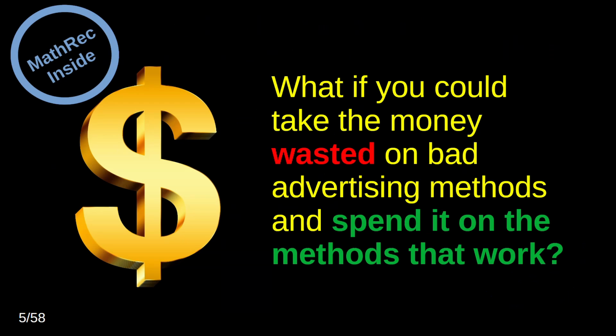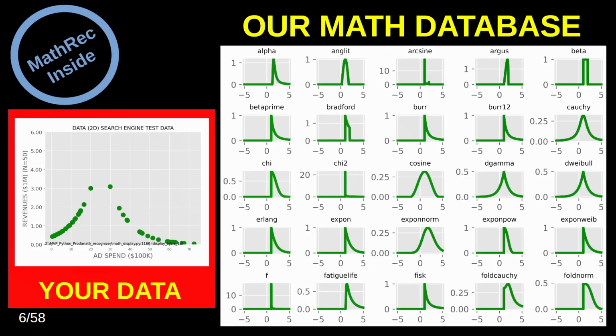What if you could take the money wasted on bad advertising methods and spend it on the methods that work best? You could increase sales, cut costs, or both. We use advanced math to analyze sales and marketing data from your accounting system, determine what works and how well, and find the best mix of expenditures to increase sales or cut costs.